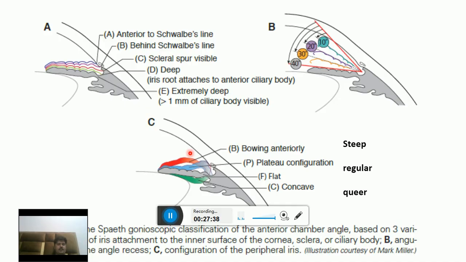Third is the curvature of the peripheral iris. R for regular or flat configuration. S for steep curvature or iris bombé. Q for queer or concave curvature. This is concave, this is flat, and this is iris bombé.